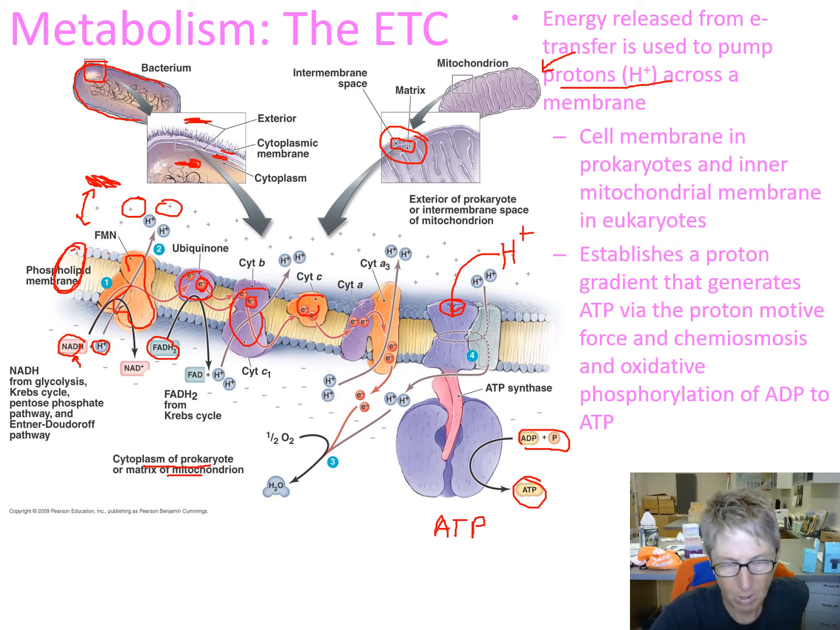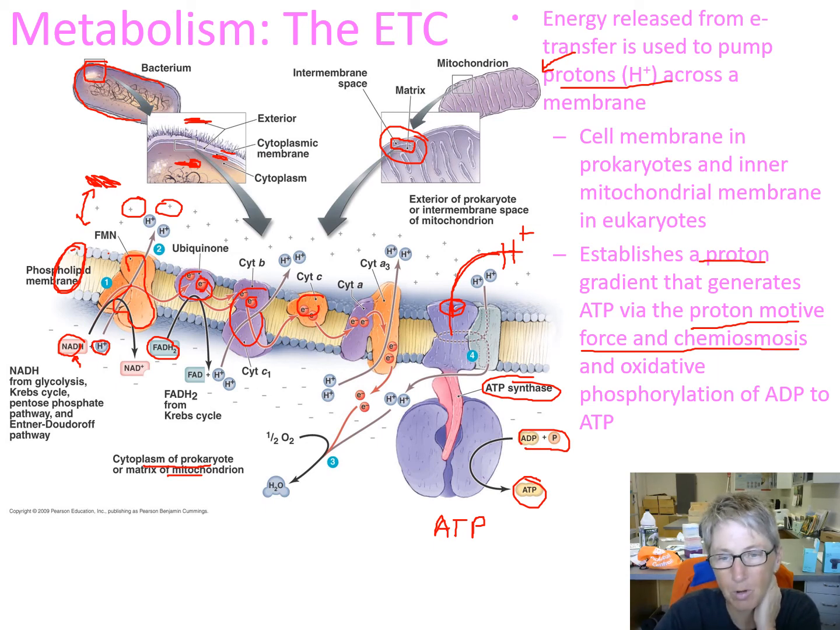And what I just said is you establish this hydrogen ion or proton gradient, and then when these protons or hydrogens flow through this thing called an ATP synthase, when the hydrogen or the protons move through the ATP synthase, they call that the proton motive force and chemiosmosis. So it's osmosis of protons because they're osmotically moving down their gradient. And then you get ATP synthase to do this process, oxidative phosphorylation of ADP to ATP.